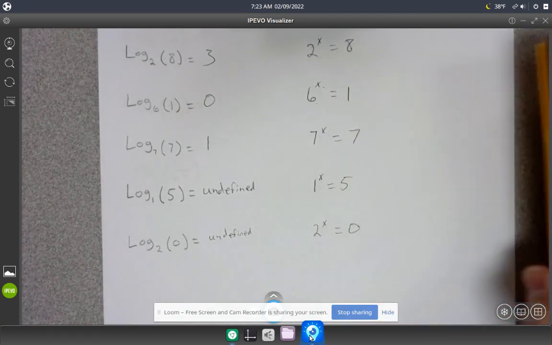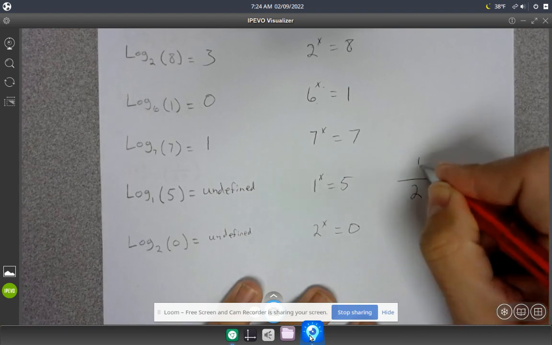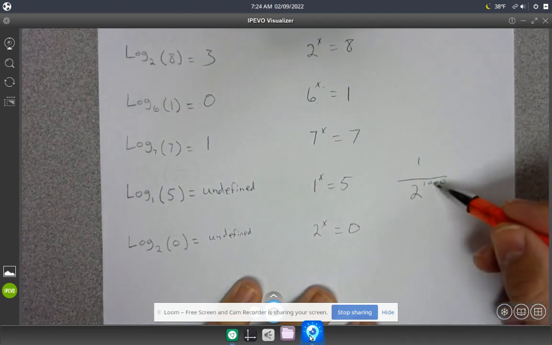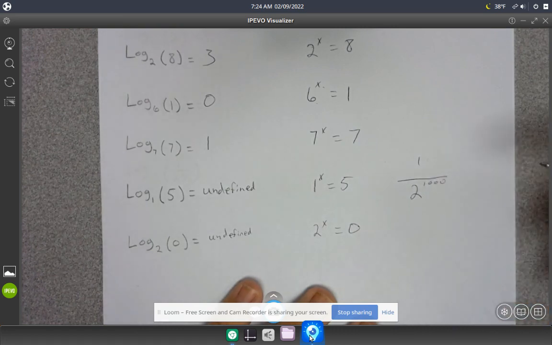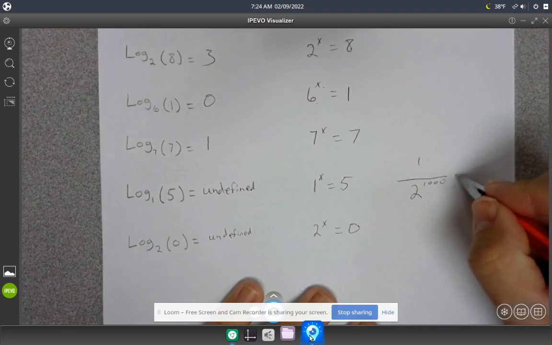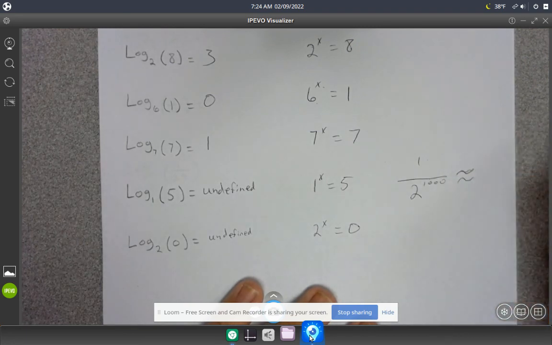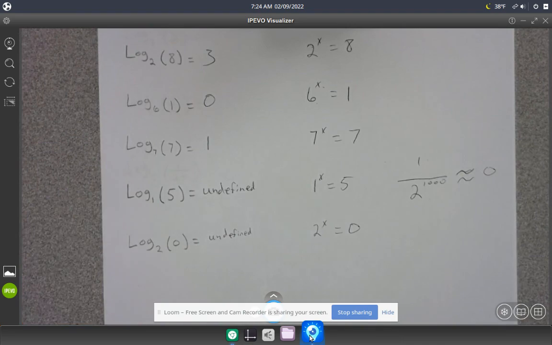All right, this is a very, very small number. 2 to the negative 1,000. That would be 1 over 2 to the 1,000. This is a super big number, and when you're doing 1 divided by that super big number, you're going to get close to 0. All right, trying to draw the little approximately equal. It's almost equal to 0. But yeah, these two are kind of special cases that they're undefined.